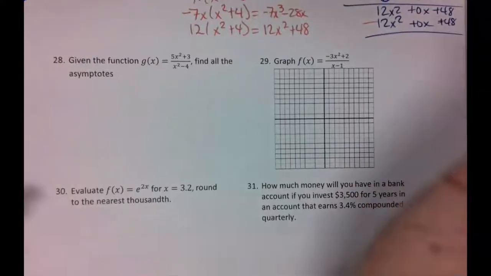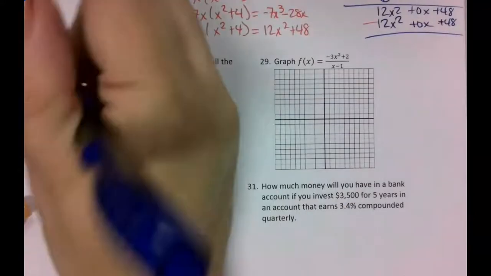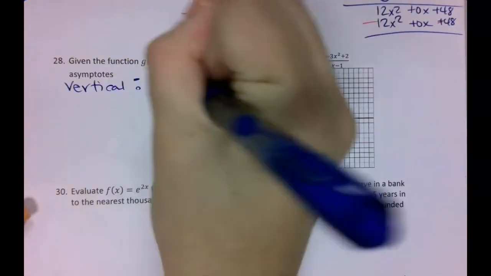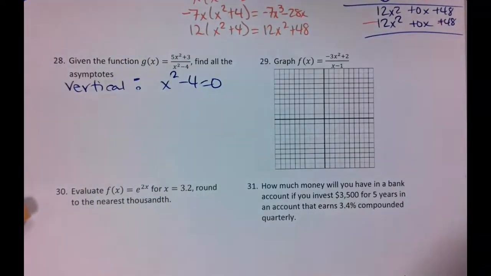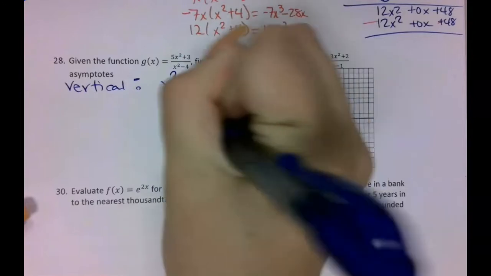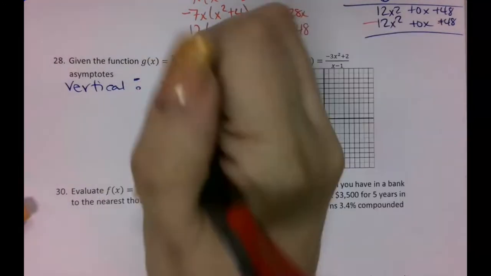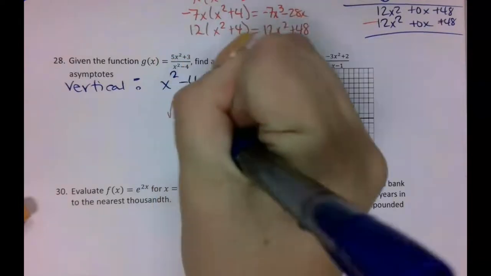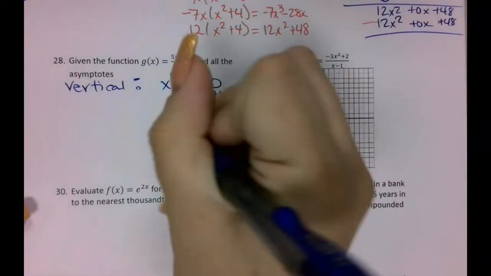Number 28 wants me to find all of my asymptotes. To get my vertical, I want to take the denominator and set that equal to 0. I can either factor or, in this case, I can solve by square roots. So I'm going to solve by square roots. I get x squared equals 4. I want to take the square root of both sides, which gets me positive and negative 2.